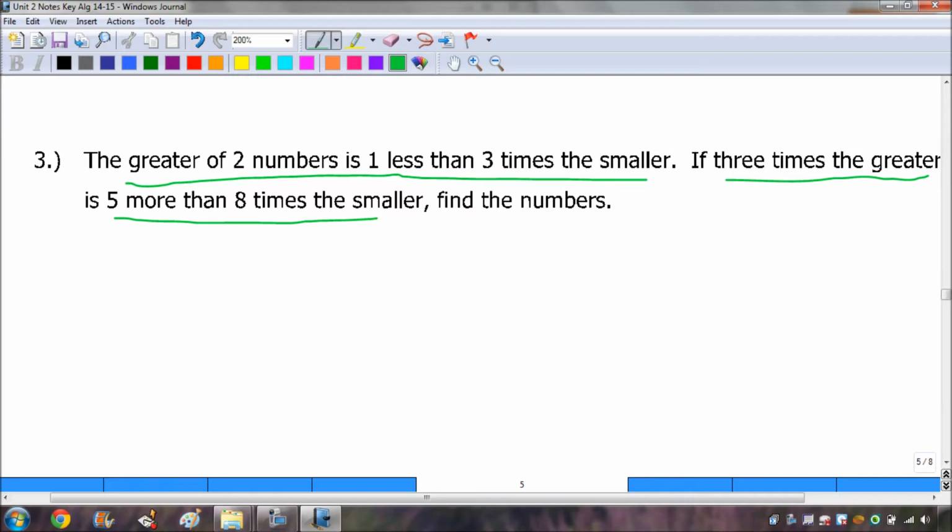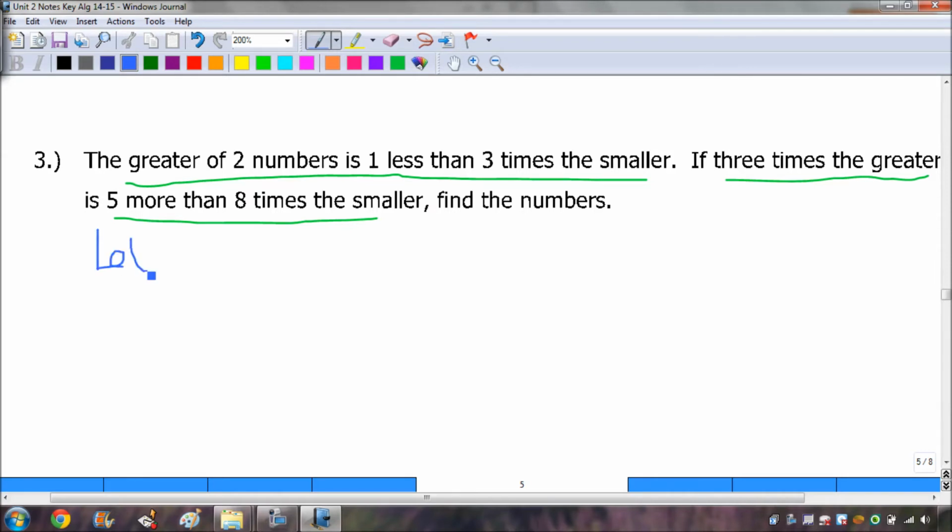Drawing a picture won't really help me in this situation. So step 4 is to write my let statements, but I have to ask myself, how many things do I not know in this problem? Well, I don't know the smaller number and I don't know the larger number. Now it says the greater of two numbers is 1 less than 3 times the smaller. So if I don't know the smaller, I don't know the larger, but this larger number, the greater number, is based on the smaller number, which means that my first let statement that I'm going to write is on the smaller number.